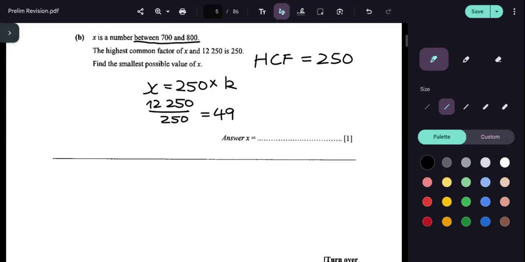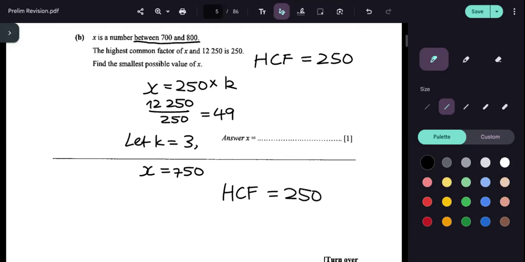So this one you will need to use guess and check. Alright, guess and check. So if we let K be, let's say, 3 for example, X is 750, right? So you check if the greatest common divisor of 750 and 12,250 is 250. In this case we call it the HCF, and it will be 250. So X therefore is 750.